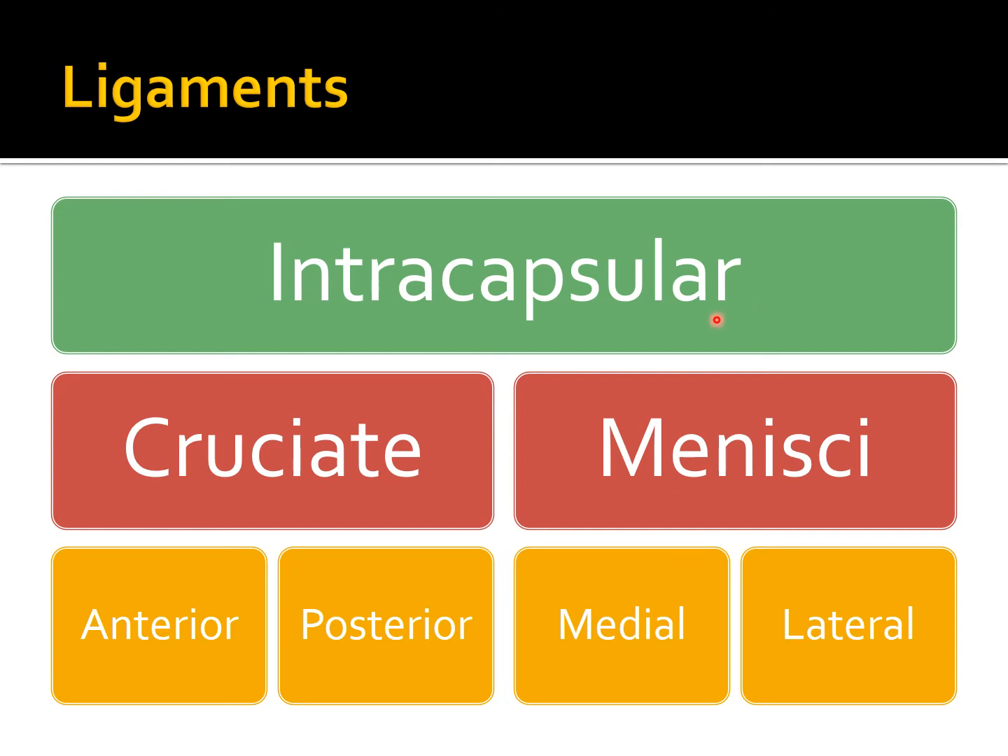The intracapsular ligaments are subdivided into cruciate and menisci. Cruciate, because they are cross shaped, that's why they are referred to as the cruciate ligaments. There is an anterior cruciate ligament and a posterior cruciate ligament. Menisci, because they resemble a meniscus in a burette, so that's why they are referred to as the menisci. There is a medial meniscus and a lateral meniscus.